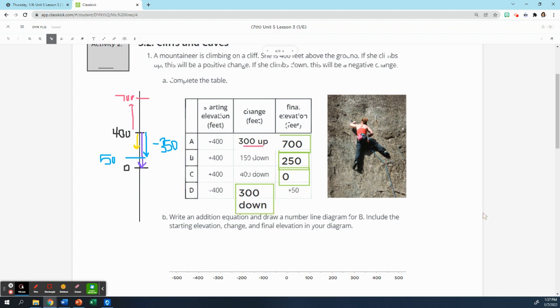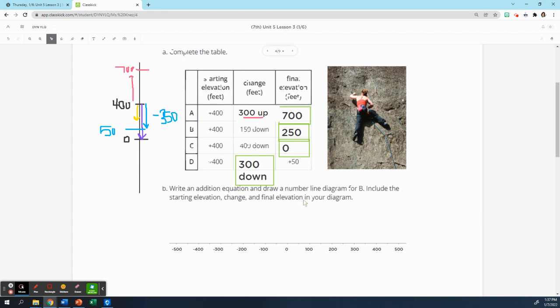Now, in B, it asks us to write an addition equation and draw a number line for row B of the table. That's this row here. I'm going to show you how to do the number line in B because you're going to do the ones on the next slide on your own. In row B, we know that the starting elevation is 400 feet. And so we're going to begin at 0 and move 400 spaces to the right until we end right here at 400. The reason is because we're starting at positive 400.